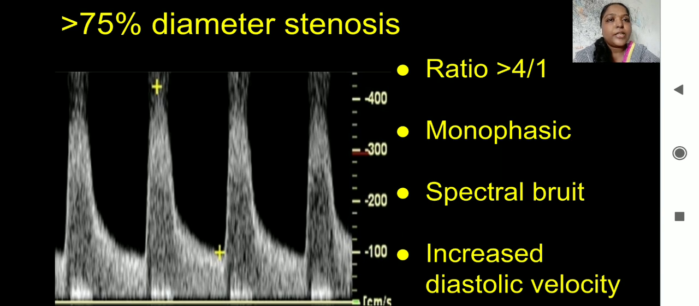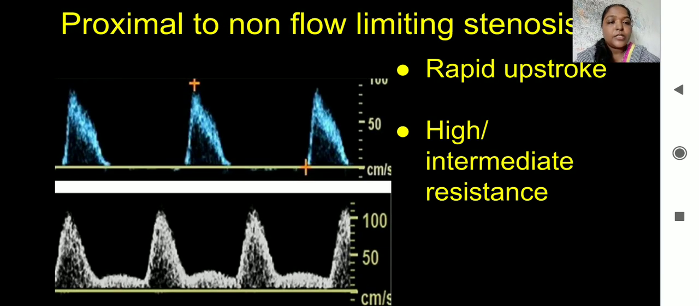When the diameter is reduced more than 75%, the velocity ratio will be more than 4:1. In this image, you can see the peak systolic velocity is more than 400 cm per second. You will get a monophasic waveform. There will be spectral bruit at the base and the diastolic velocity will be increased. In this, the diastolic velocity is more than 100 cm per second. These waveforms we see at the stenotic site.